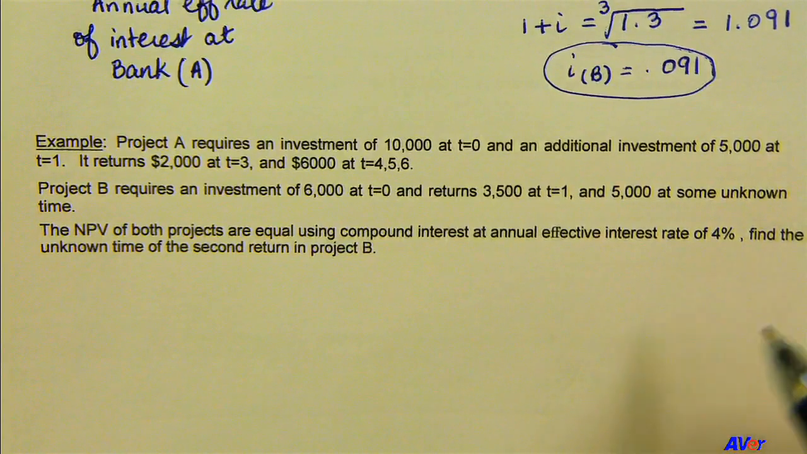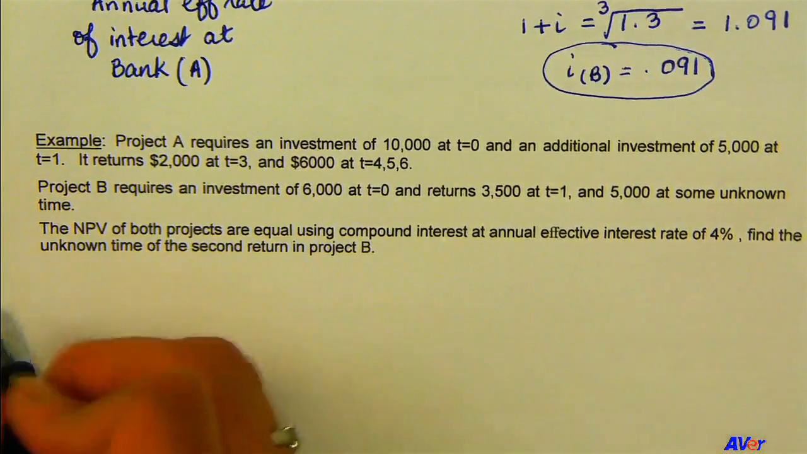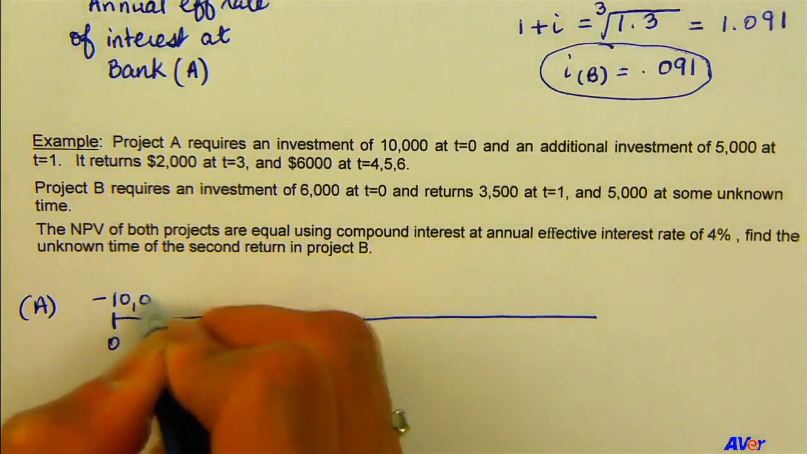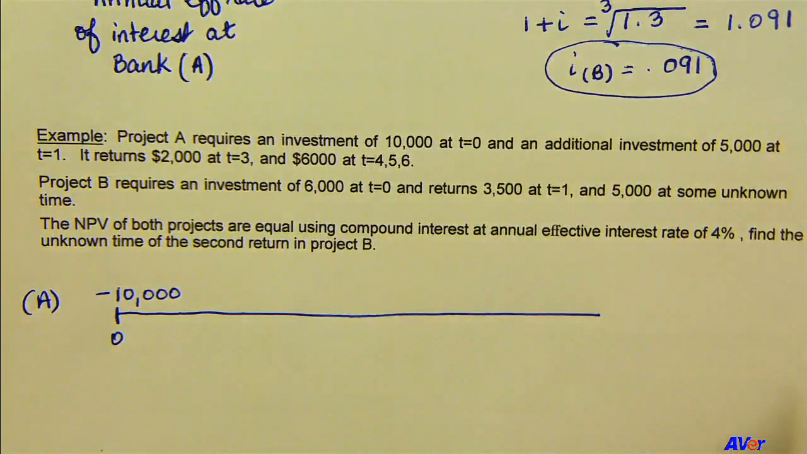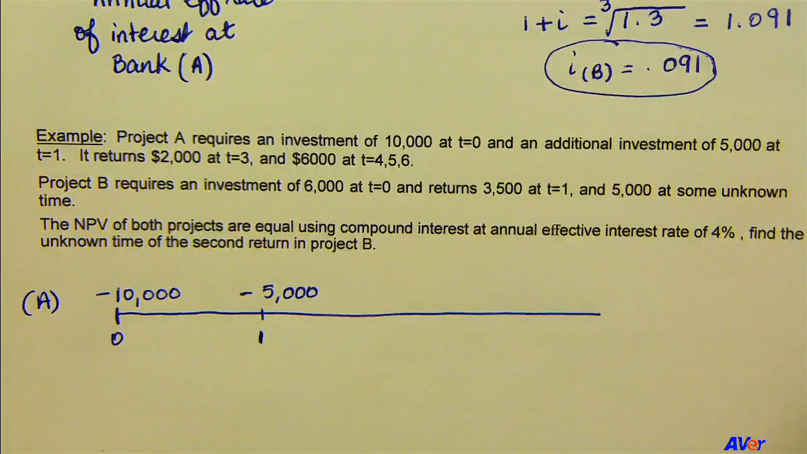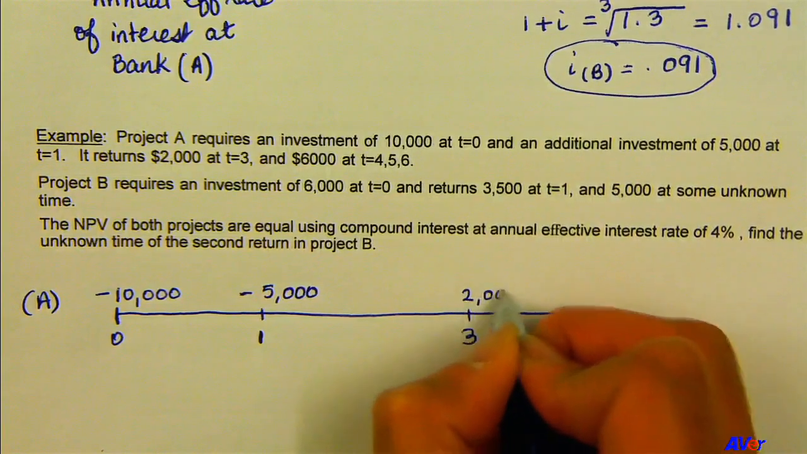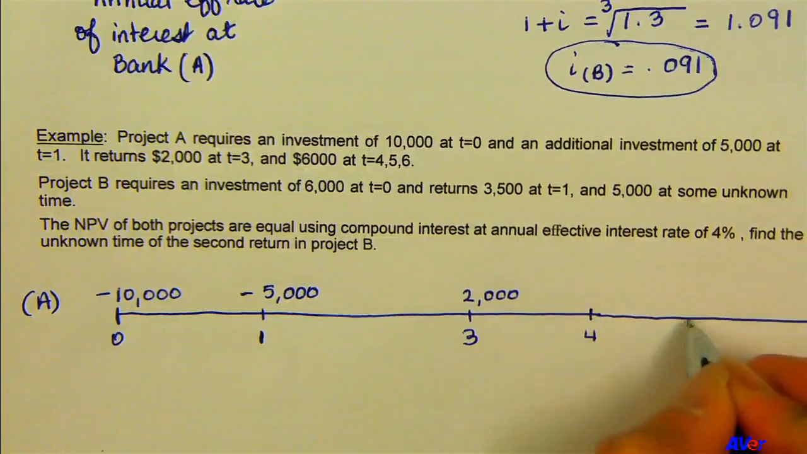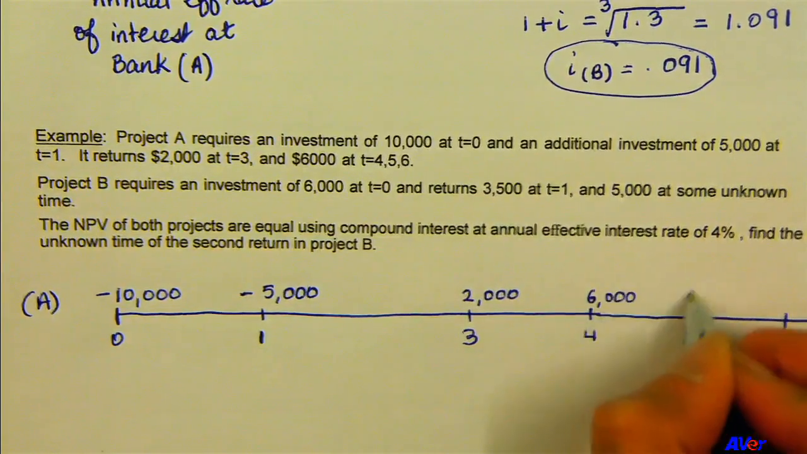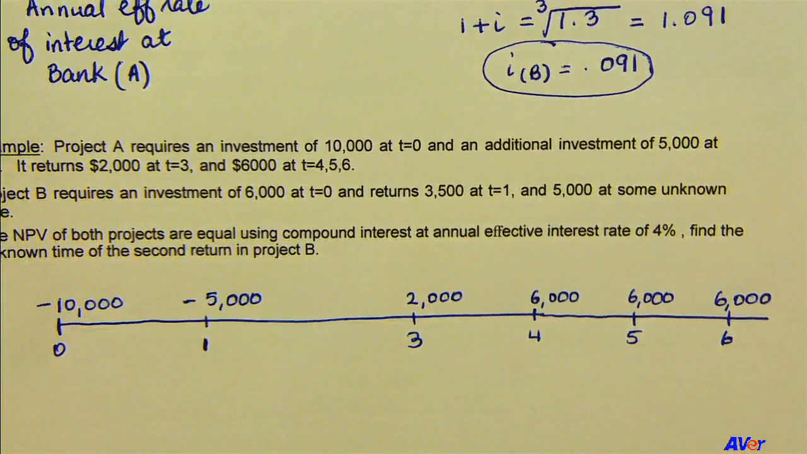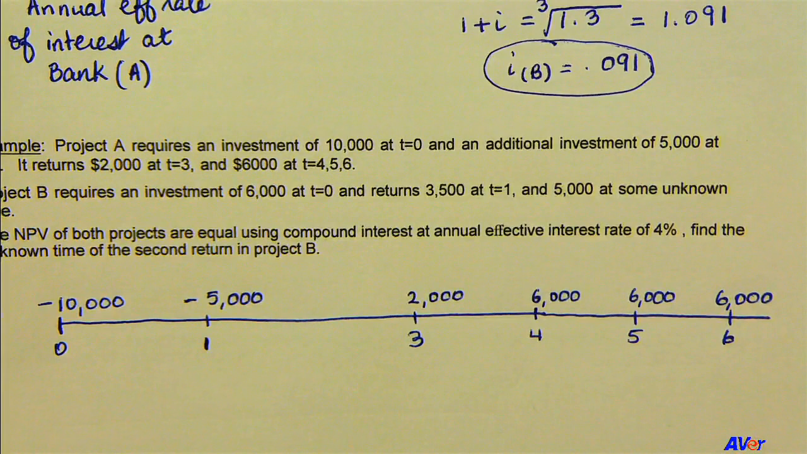Project A requires an investment of $10,000 at t equals 0. Project A requires an investment, so I'm going to make it negative because I'm giving money away, and an additional investment of $5,000 at t equals 1, time 1 minus 5,000, because again I'm giving money away. It returns 2,000 at t equals 3, positive 2,000, because it's a receipt, and 6,000 at 4, 5, and 6. So time 4, 5, and 6, $6,000. That's project A. Project B requires an investment of 6,000 at t equals 0.